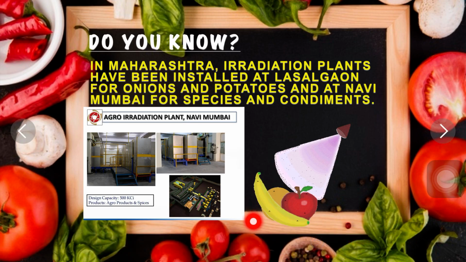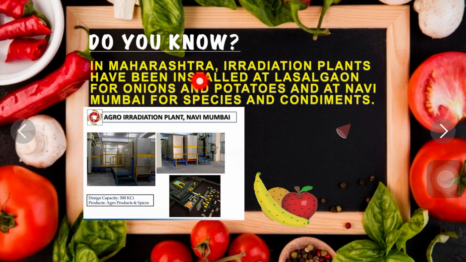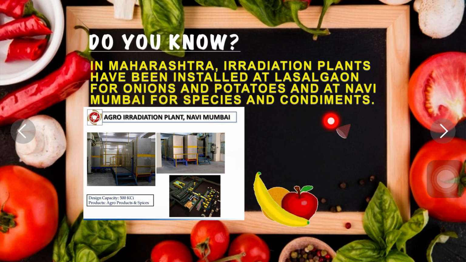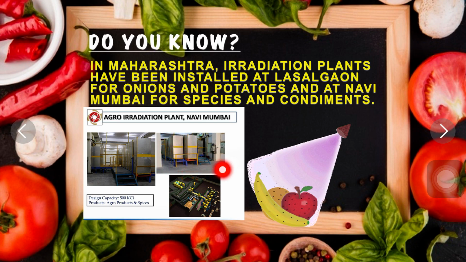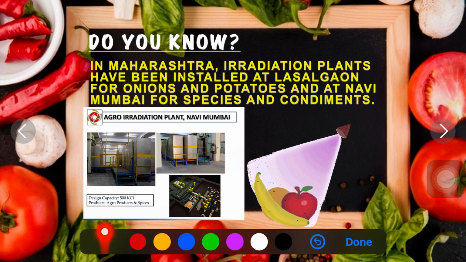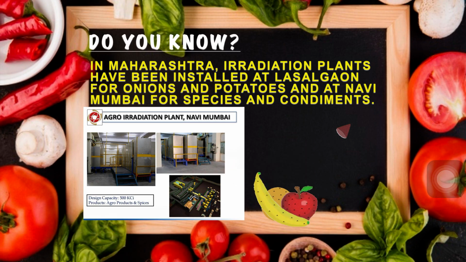Do you know, student, in Maharashtra, irradiation plants have been installed at Lasalgaon for onions and potatoes, and at Navi Mumbai for spices and condiments. As I told you about this irradiation process, some of the rays are being used to save vegetables, fruits and spices from germs and bacteria, and to increase the shelf life of vegetables, fruits, spices, etc.